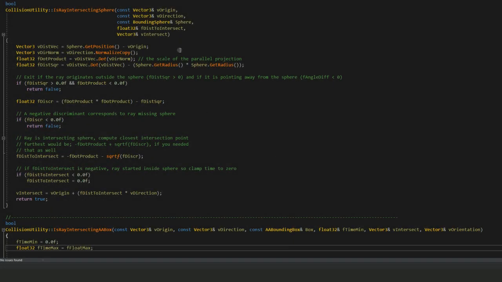The IsRayIntersectingSphere function uses parameters for the origin of the ray and its direction. The distance to intersect reference is an output value, which represents the scalar distance between the ray's origin and the intersection point on the sphere. The intersect vector represents the closest position on the sphere the ray is intersecting with, assuming it is intersecting.